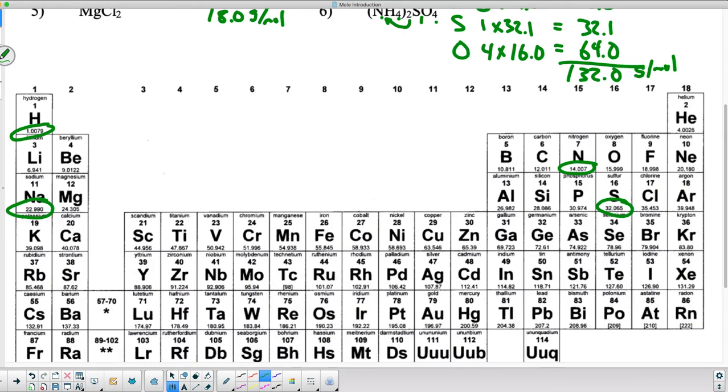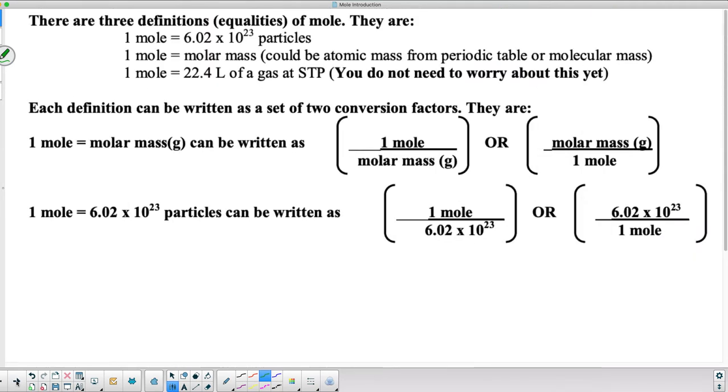Let's take a look at some more examples of calculations. So here are the 3 conversions you really need to know. This one, just like it says, we will hold off until later on. And I say 1 mole equals 6.02 times 10 to the 23rd particles. If you've watched the video, you know that 1 mole is just a count, like a dozen. 1 dozen equals 12. 1 mole equals this incredibly large number. And he explains how big that number is.